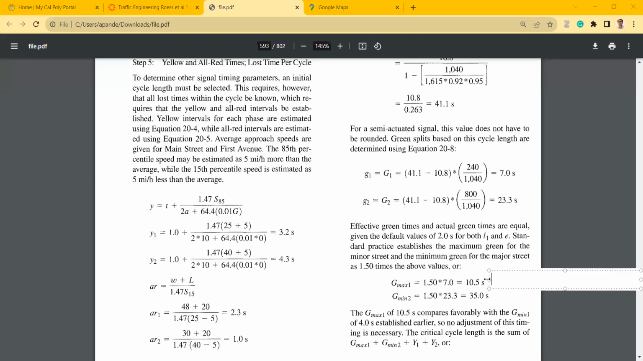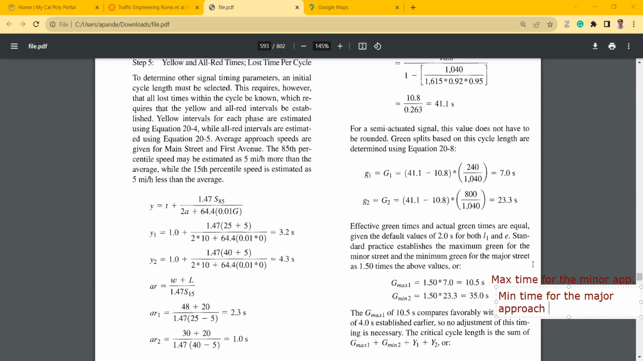So I want to say here: max time for the minor approach, and then this gives you minimum time for the major approach. Does that make sense? So make sure that you note that.